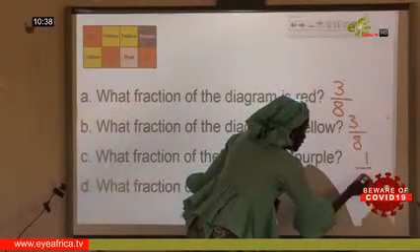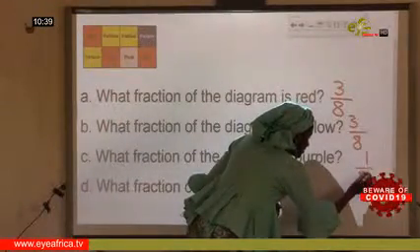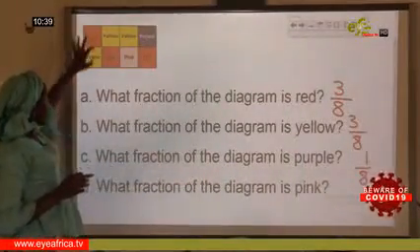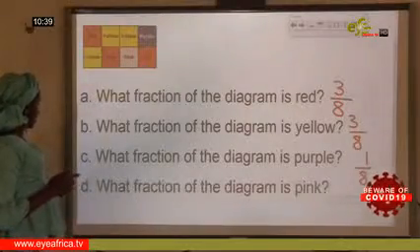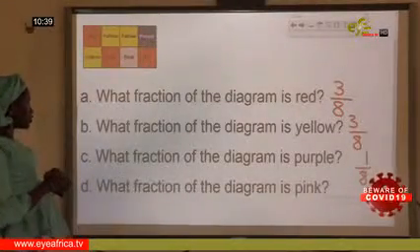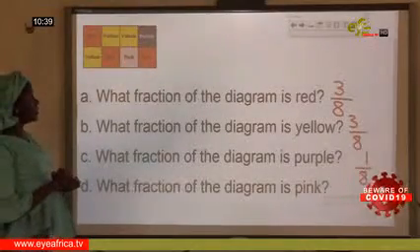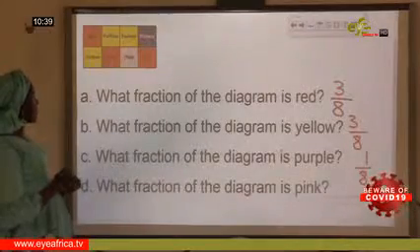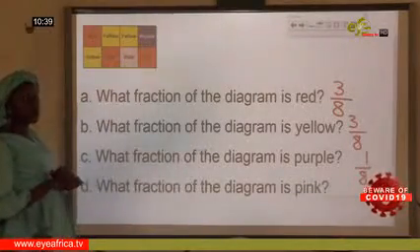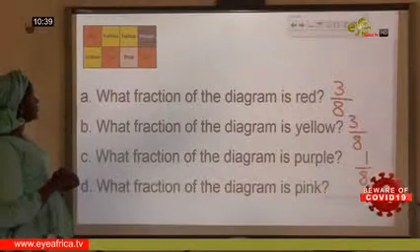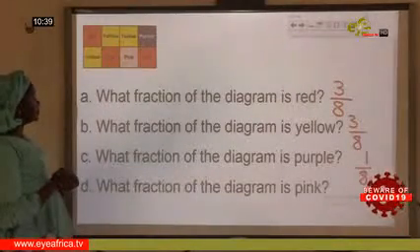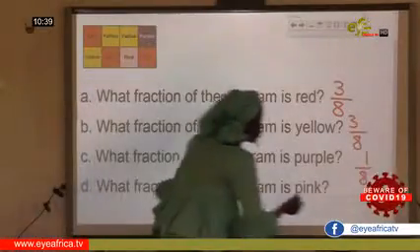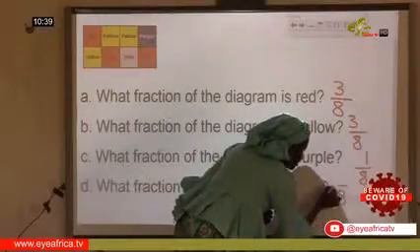1 over the number of parts the whole is being divided into. That is 8. The last question reads, what fraction of the diagram is pink? Pink is also 1. And the whole is being divided into 8 equal parts. So our denominator is going to be 8.